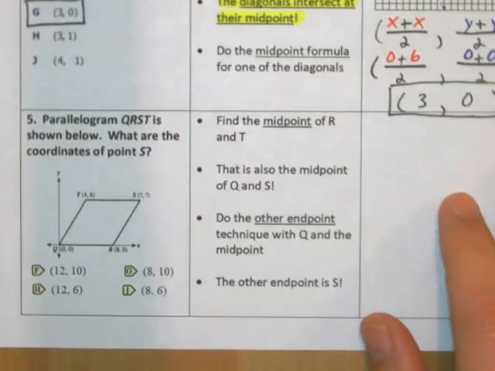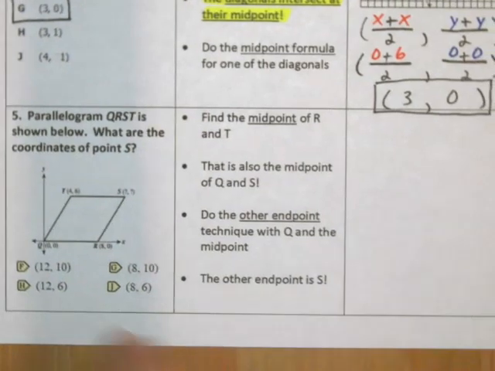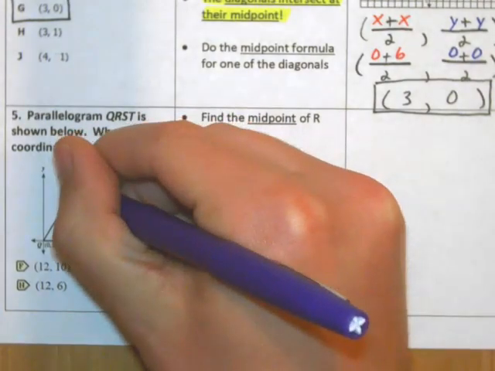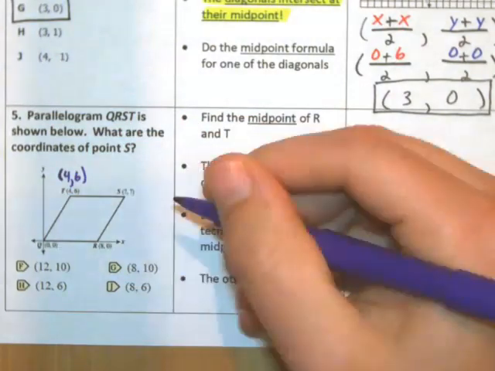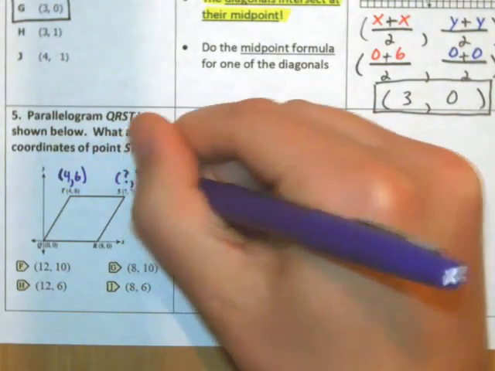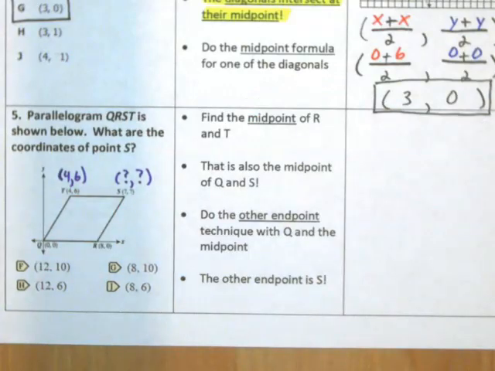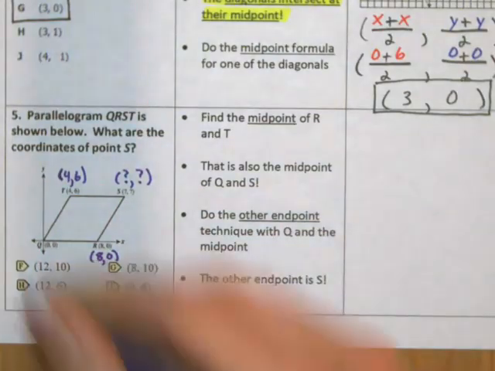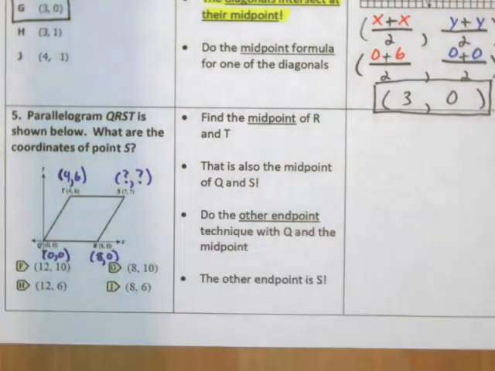The final example for coordinate geometry is number 5, which says parallelogram QRST is shown below. What are the coordinates of point S? Now, the first thing I'm going to do is write these coordinates a bit bigger so that everyone on this video can see them. T is 4, 6. S has 2 question marks. R is 8, 0. And Q is 0, 0.